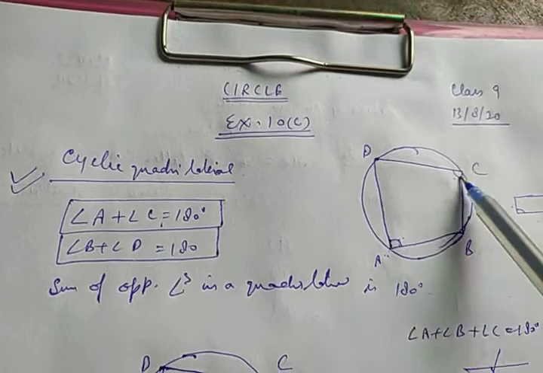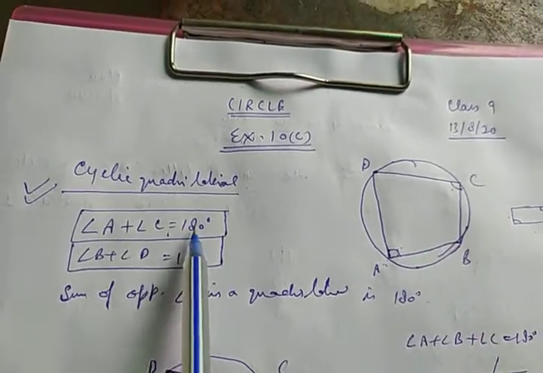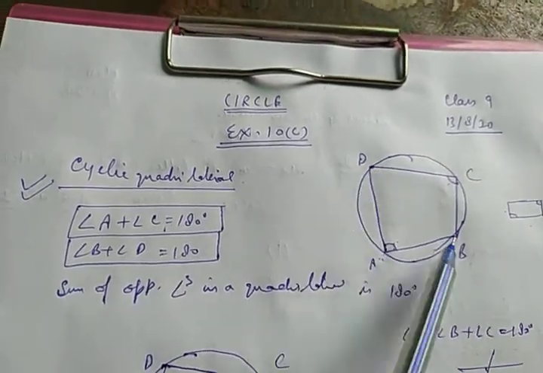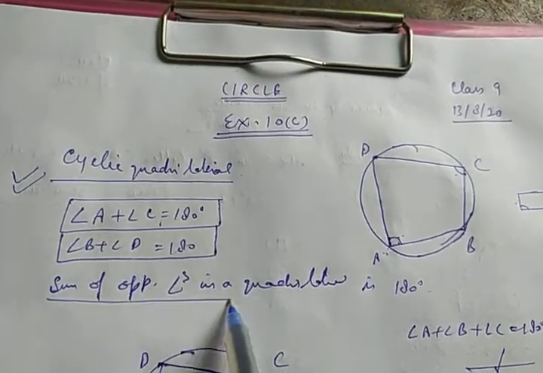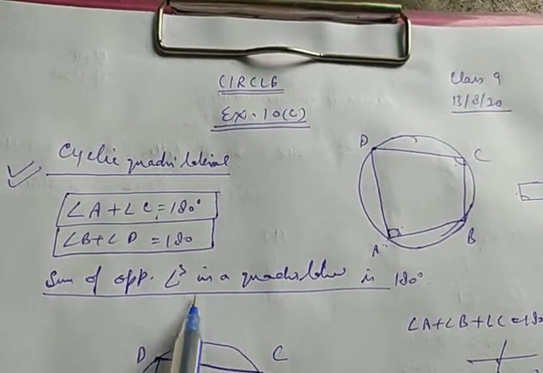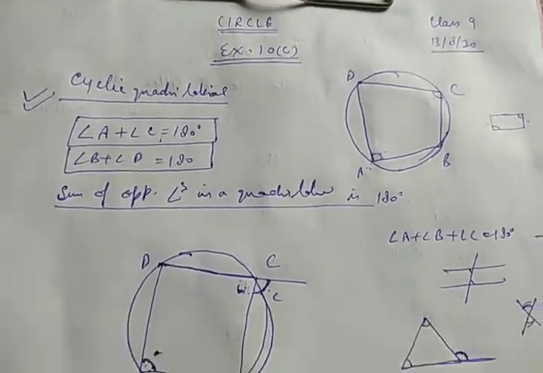Means the sum of the opposite angles, like A and C, you will get A plus C is 180, and opposite angles B, D, then you get B plus D is 180. This property holds. In words you can say the sum of the opposite angles in a cyclic quadrilateral is 180 degrees.